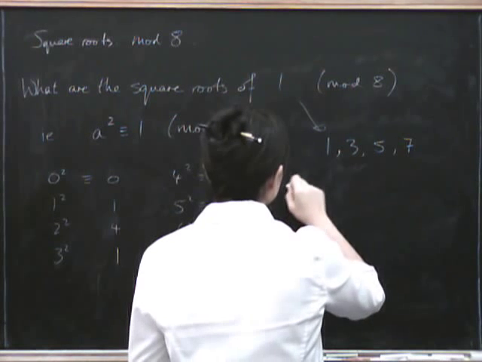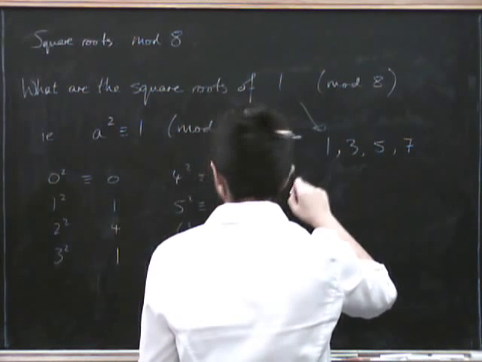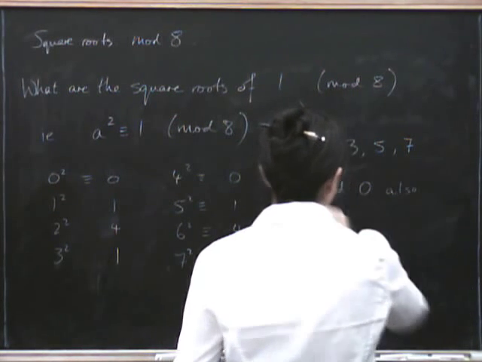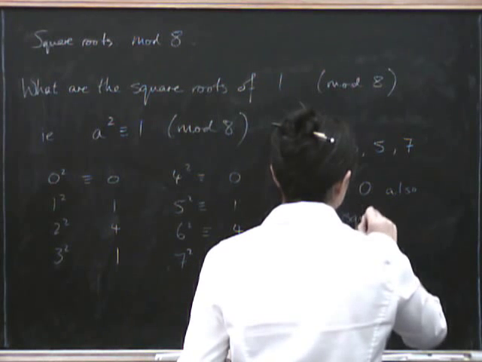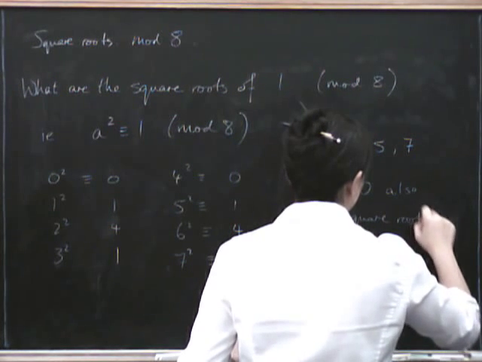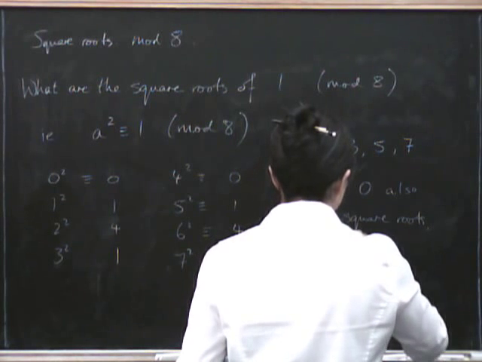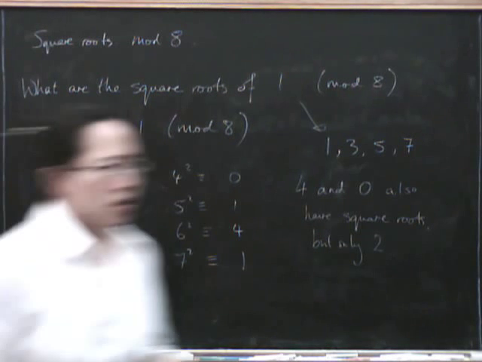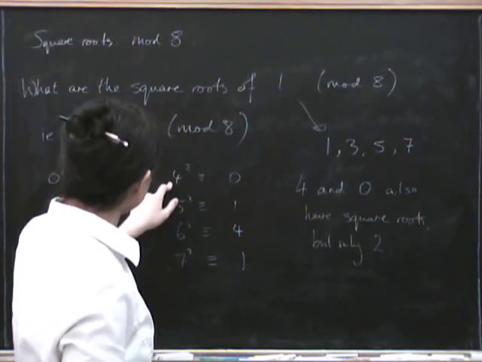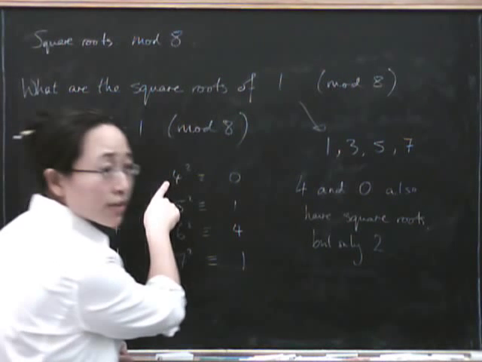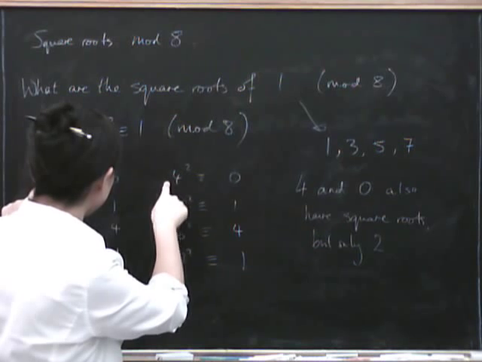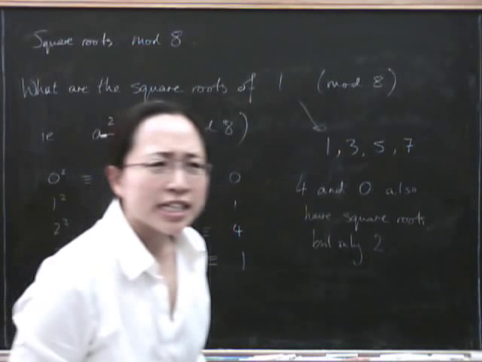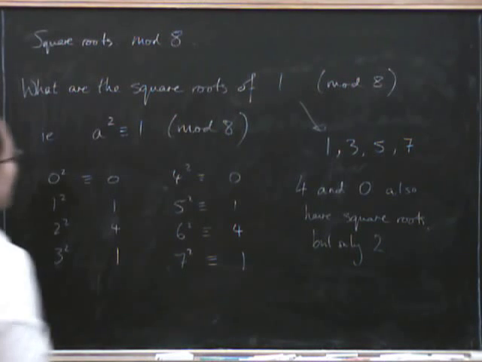So other numbers with square roots, so 4 and 0 also have square roots, but only 2. So each of them is a kind of repeated square root because 4 is really 4 and minus 4, right? And 0 is really 0 and minus 0. So this is a little bit strange. Let's try somewhere else, shall we?